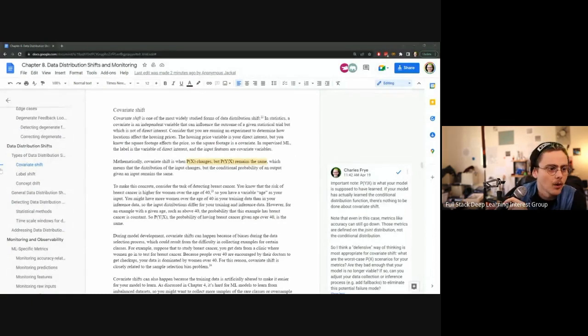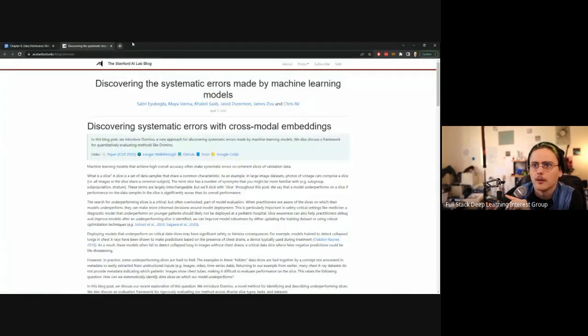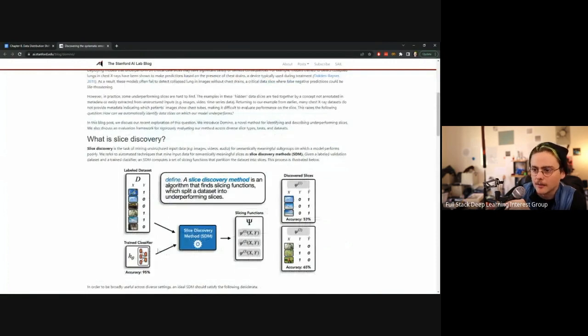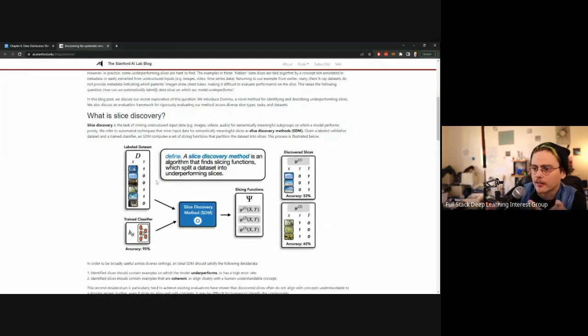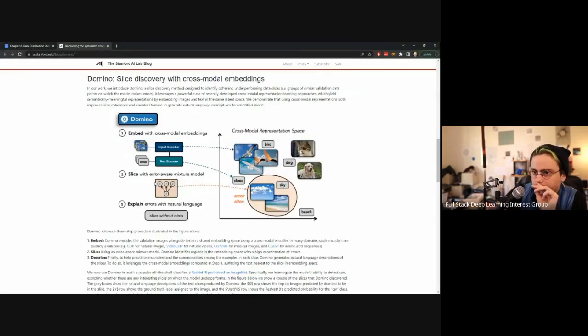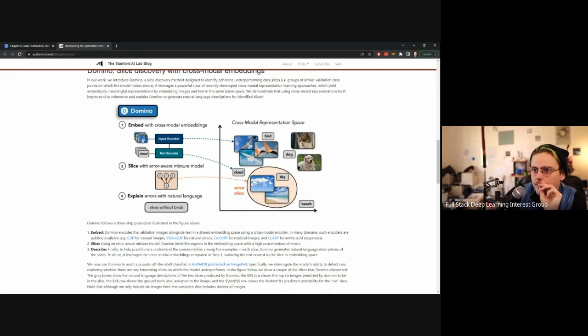And so one recent paper, which is going to be at ICLR next week, Domino, uses cross-modal embeddings of your data to try and discover which parts of the data set your model is doing poorly on.